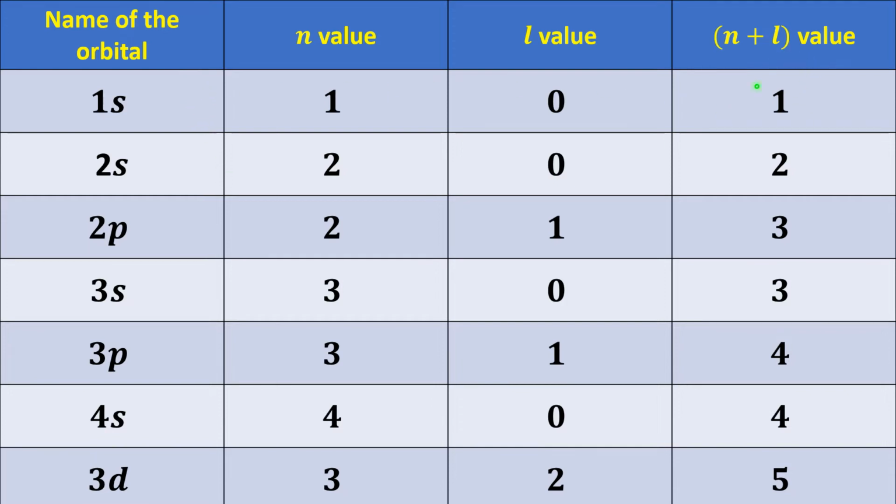These are the N plus L values of some orbitals. In this way we have to calculate all the remaining orbitals. Now electrons fill 1s orbital at first, then they enter into 2s, then 2p, then 3s, then 3p, then 4s, then 3d. So in this order only these orbitals are filled. I will show you one diagram, that is a Moeller diagram, to remember the order of filling the orbitals easily.